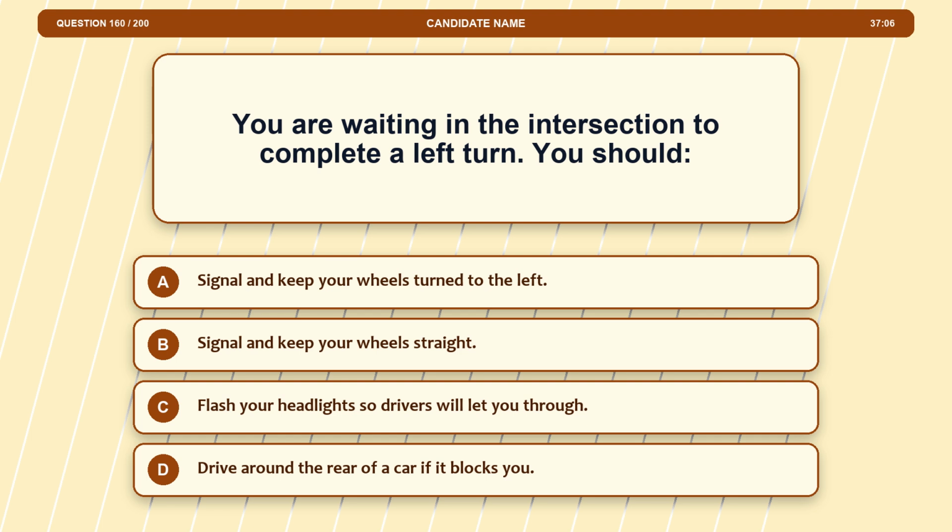You should: Option A, signal and keep your wheels turned to the left. Option B, signal and keep your wheels straight. Option C, flash your headlights so drivers will let you through. Option D, drive around the rear of a car if it blocks you.